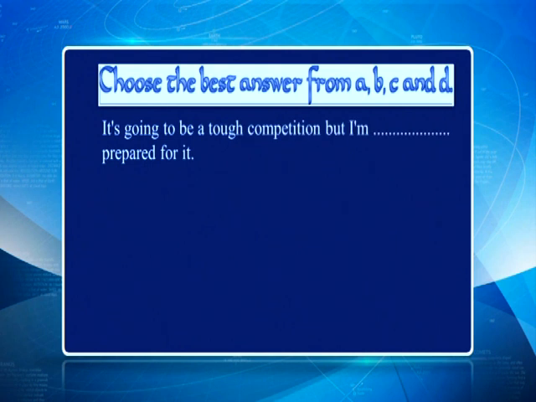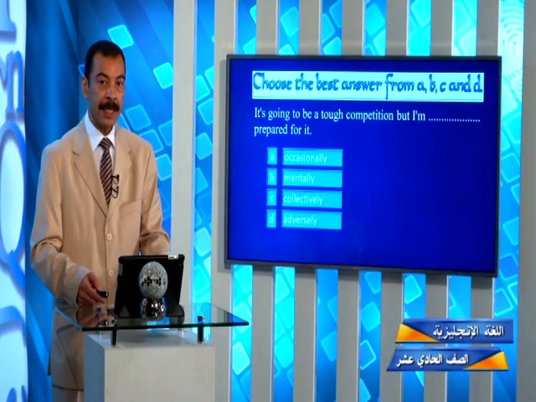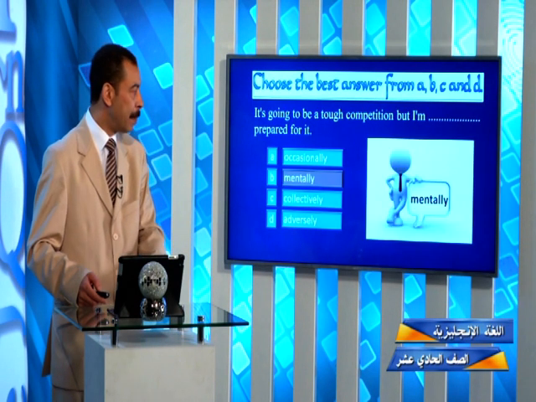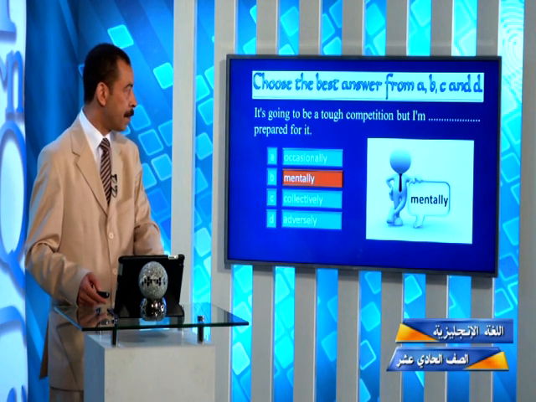Next example, it's going to be a tough competition, but I'm prepared for it. And these are our choices: occasionally, mentally, collectively, or adversely. So how are you prepared for this tough competition? Are you occasionally, or mentally, or collectively, or adversely? Of course, your answer must be excellent, mentally. Mentally, I'm mentally prepared for the competition.